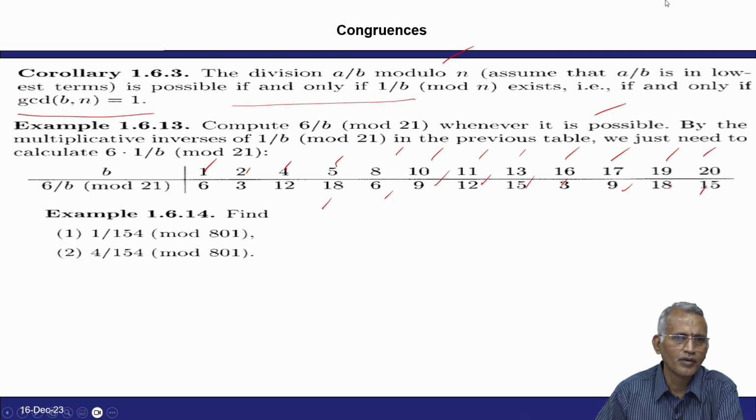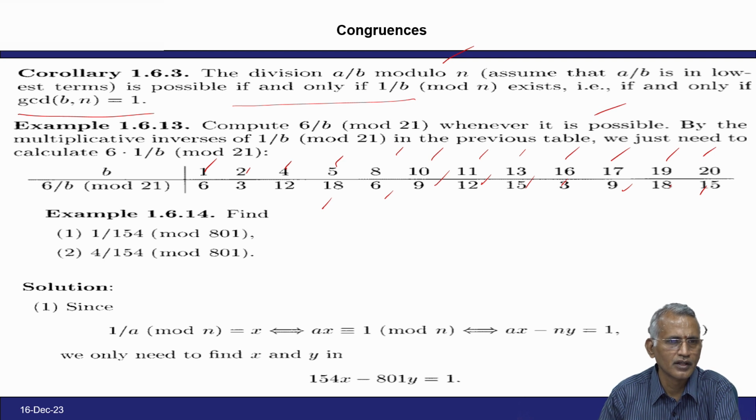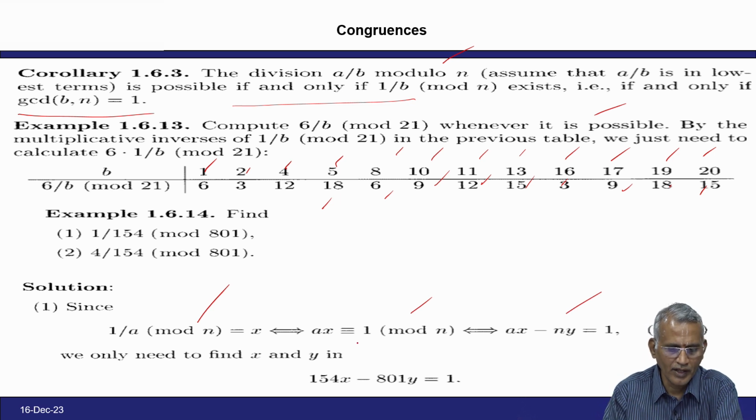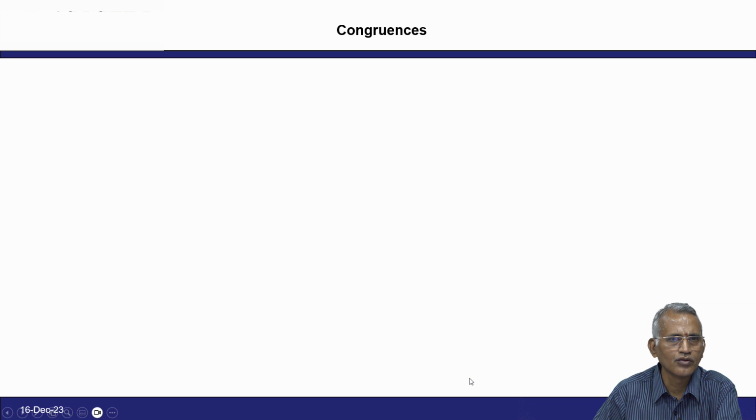So, find 1/154 under modulo 801 and 4/154 under modulo 801. So, you have the following solution. Let 1/a under modulo n equal x. Therefore, a times x is identically equal to 1 under modulo n. So, this can be expressed as ax minus ny equal to 1. This is a linear Diophantine equation. We only need to find x and y in 154x minus 801y equal to 1. Already I explained how to solve this, once again we will see the solution.